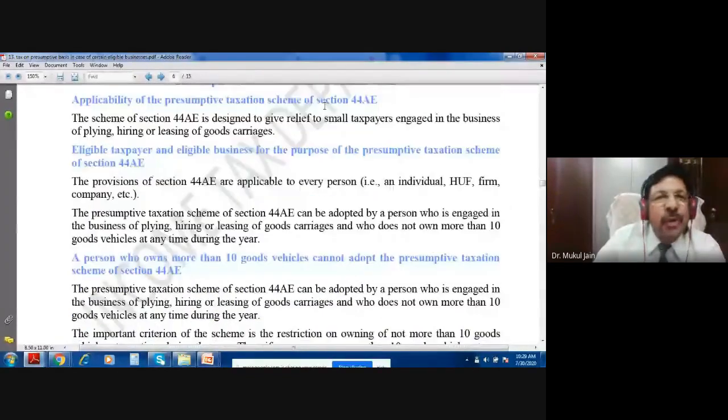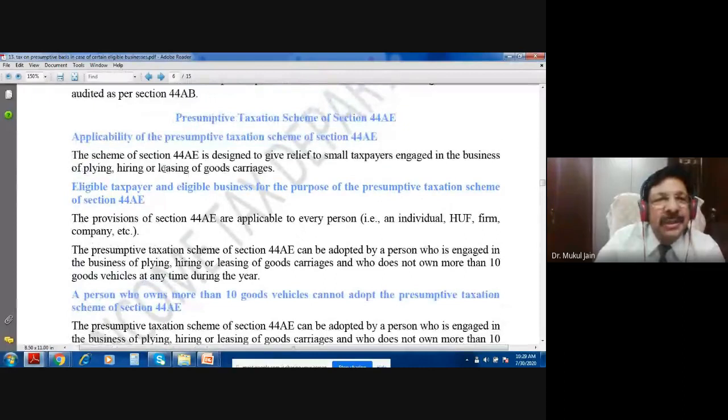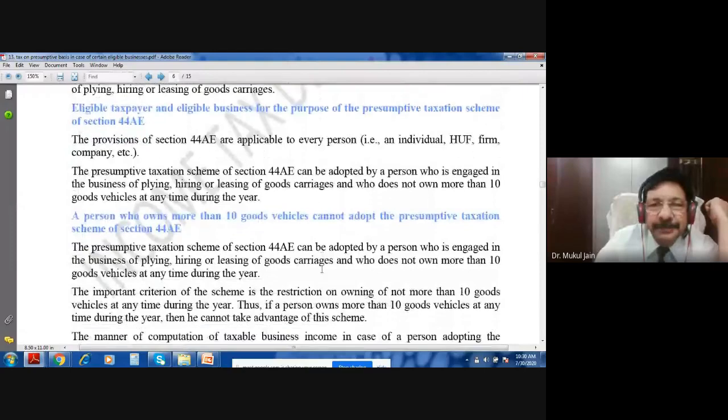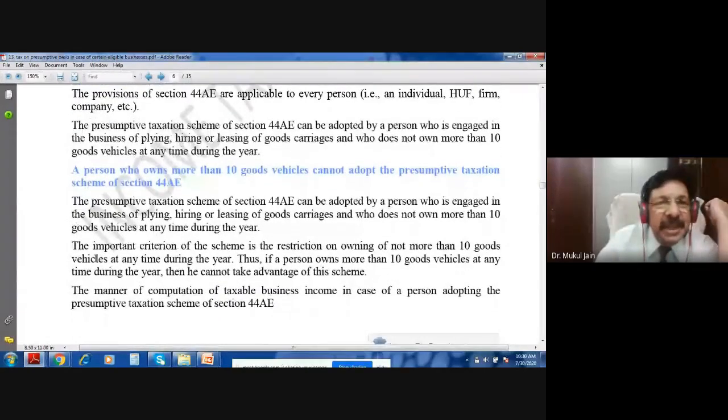एक 44 AE बता रहा था मैं, दिस इज फॉर लीजिंग, हायरिंग, लीजिंग ऑफ गुड्स कैरेज। इनके लिए एक अलग फॉर्मूला बनाया हुआ है इन्होंने, देखिए मैं यहाँ पर पढ़ रहा हूँ। The important criteria for this scheme is the restriction on owning of not more than 10 goods vehicles at any time during the year. So if a person owns more than 10 goods vehicles, then he cannot take advantage of this scheme.